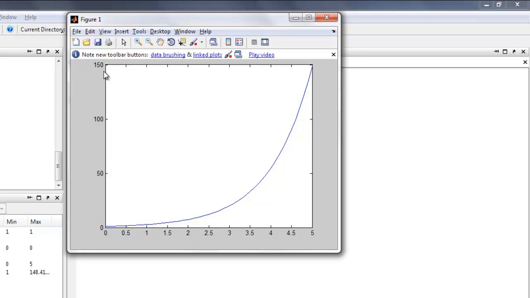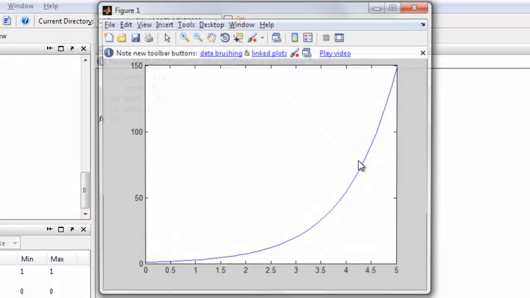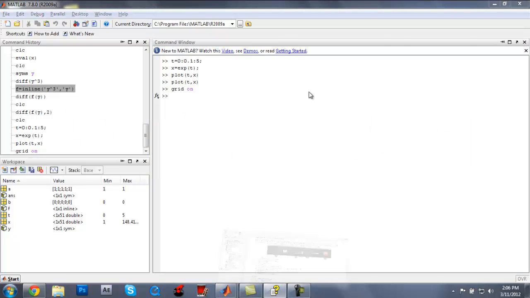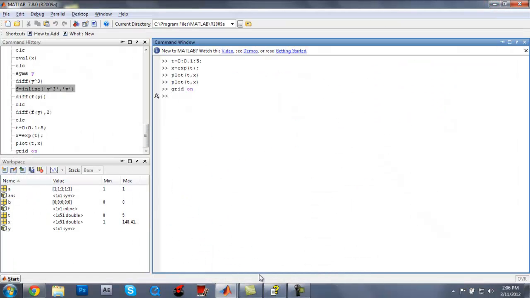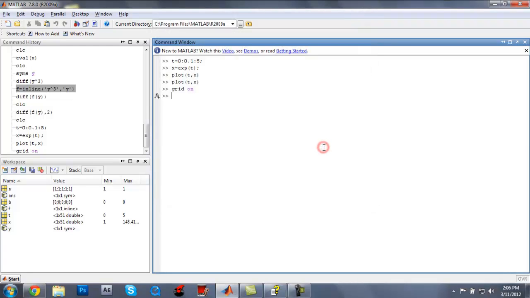At 5 we can see that it's approximately 150. If we are plotting this, we can write another command, grid on, which will give us the grids too. Alright, here is our grid, so we can find particular values and check the values here. So this was our main exponential function.